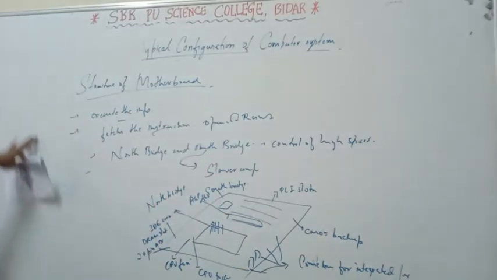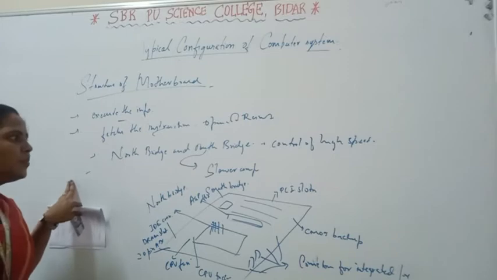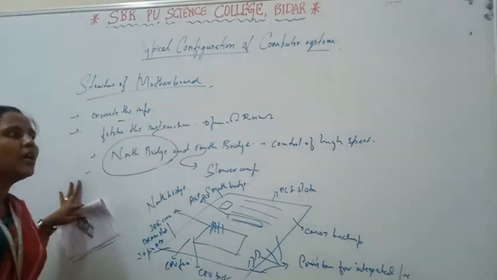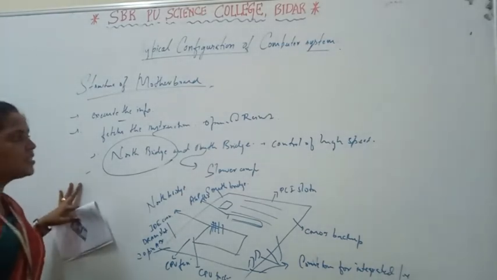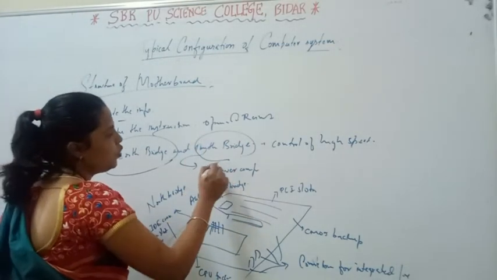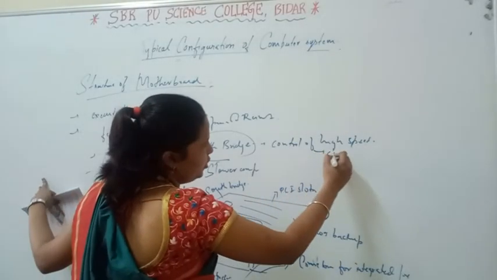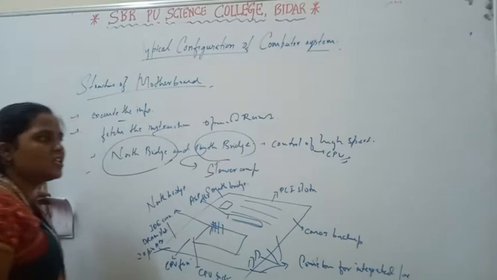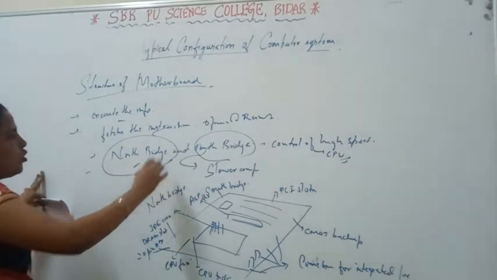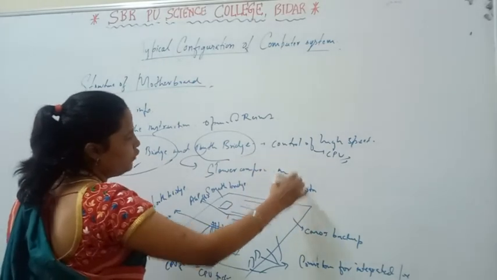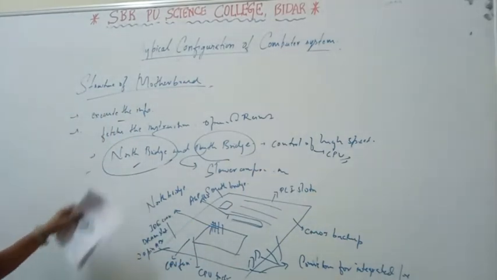And here in the motherboard, mainly north bridge and south bridge are present. The north bridge in the motherboard controls the high speed components present, and the south bridge controls the slower components. So what are examples of those high speed components? The best example for this is the CPU. So this is a high speed component, and that is controlled by the north bridge. Now the slower components like our audio or video players are controlled by the south bridge.